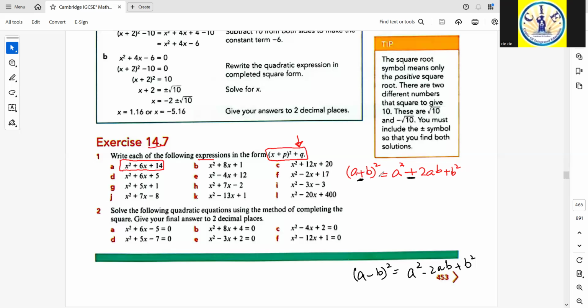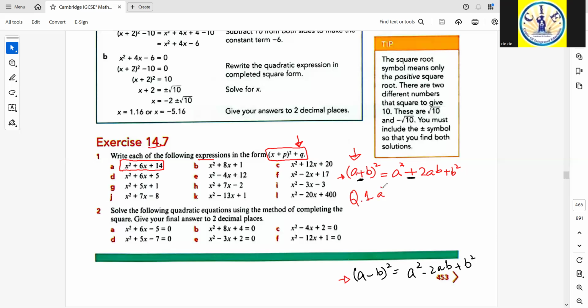For that, we need to memorize these two identities. A plus b whole squared will be equal to a squared plus 2ab plus b squared. And if there is a negative sign in between, only the 2ab term would become negative. The rest of the two terms would be the same. So the second identity to memorize is a minus b whole squared is equal to a squared minus 2ab plus b squared. Okay, let's apply this identity onto part A.